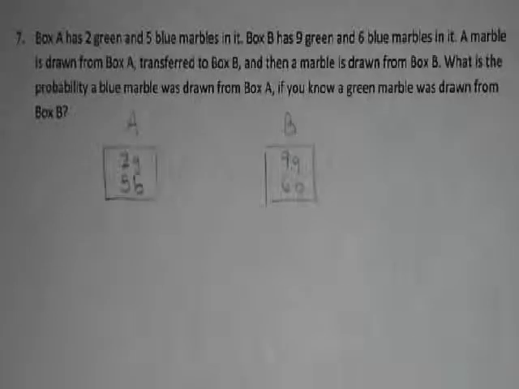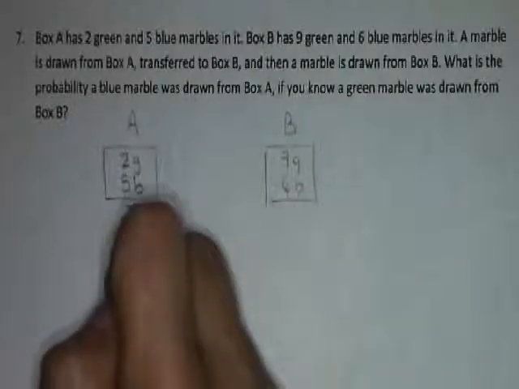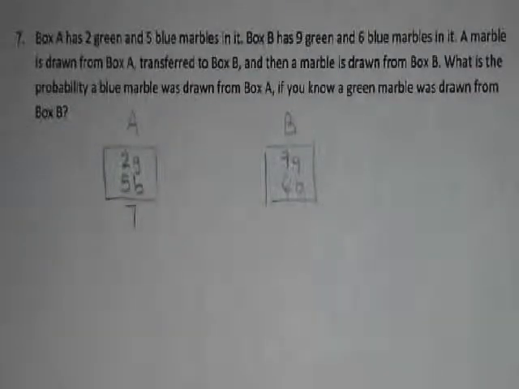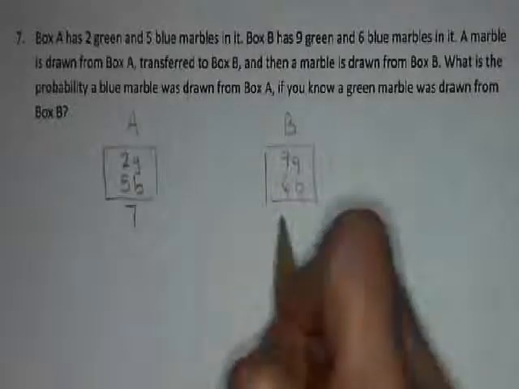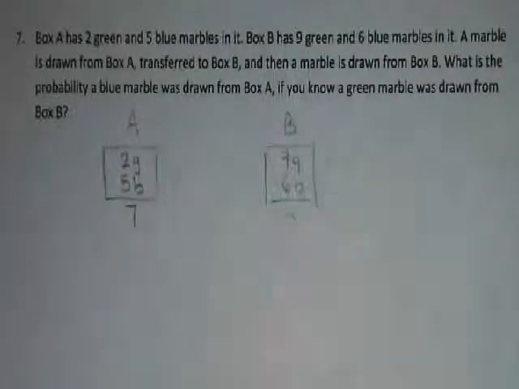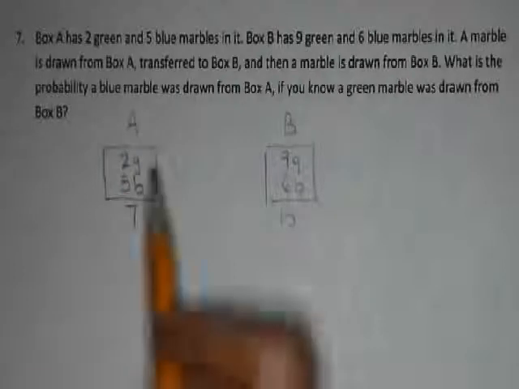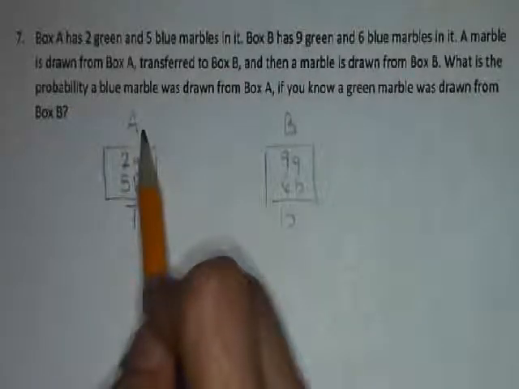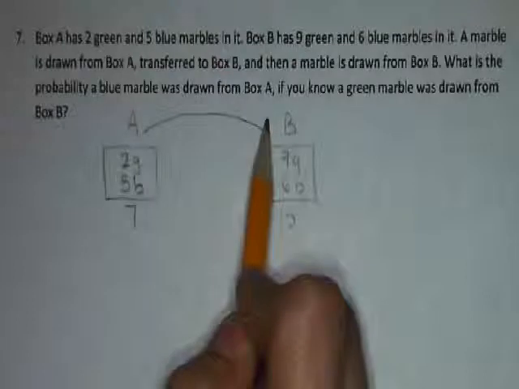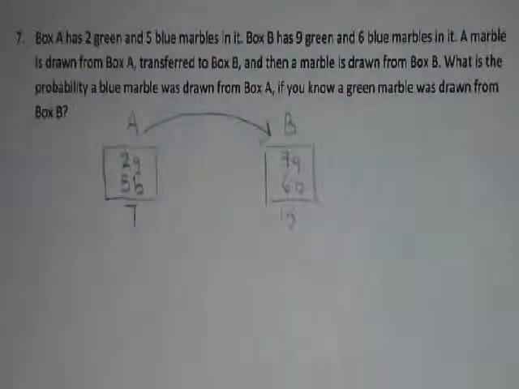Let's take a look at problem number 7 using a tree diagram. In this problem we have box A, which has 2 green and 5 blue marbles for a total of 7 marbles, and box B, which has 9 green and 6 blue for a total of 15. In this situation, there's going to be a marble that's drawn from box A and transferred to box B. After the transfer, a marble is going to be drawn from box B.